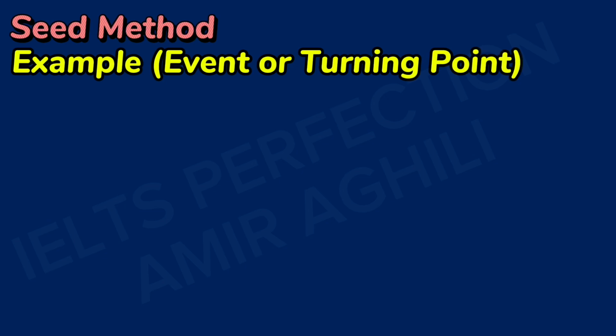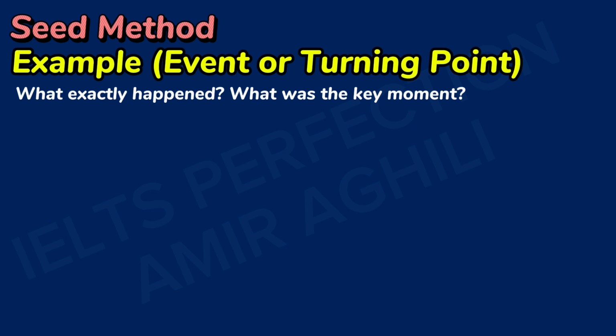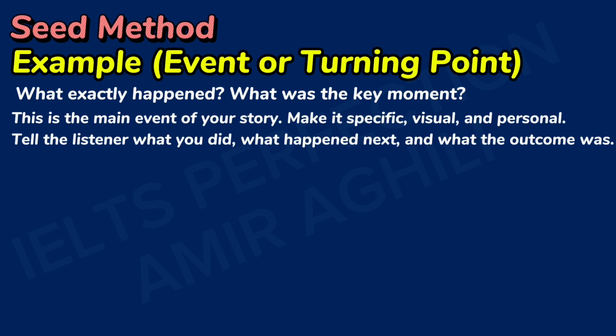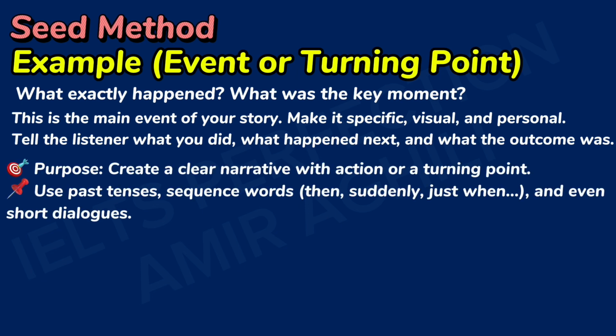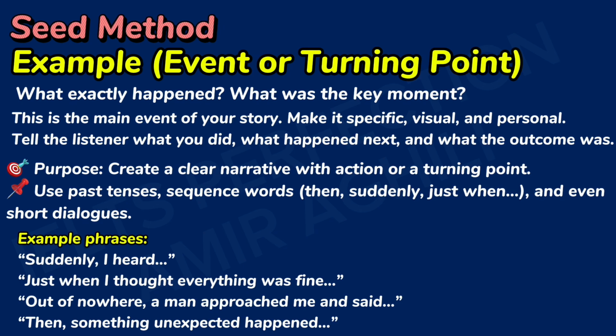Next is example, or in other words, event or turning point. What exactly happened? What was the key moment? This is the main event of your story. Make it specific, visual, and personal. Tell the listener what you did, what happened next, and what the outcome was. The purpose of this part is to create a clear narrative with action or a turning point. You can use past tenses, sequence words like then, suddenly, just when, etc., and even short dialogues. Now let's see some awesome examples for this part.